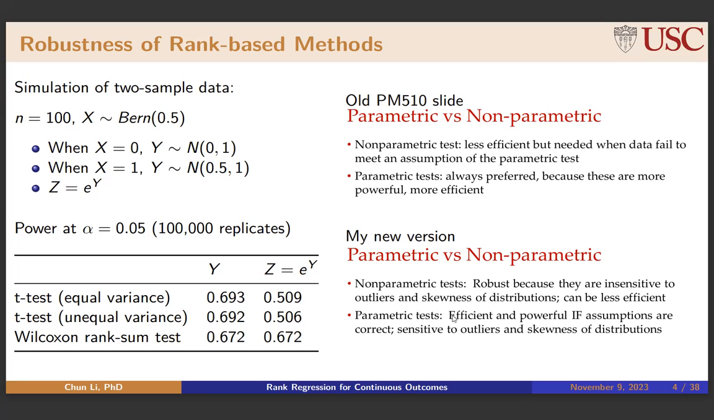The real message should be that it's efficient and powerful if the assumptions are correct. But that's a big if, and it's rarely emphasized. There's a big if there. But it's sensitive to outliers and skewness of distributions.